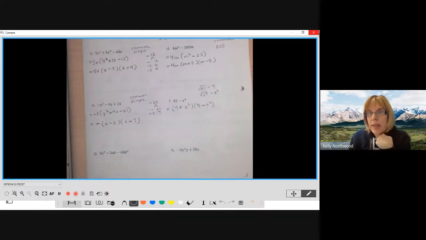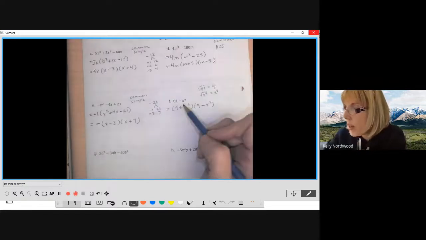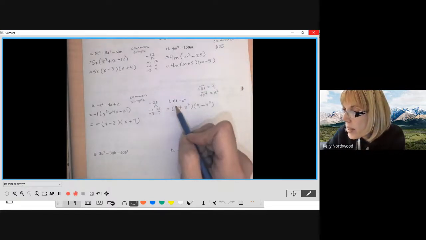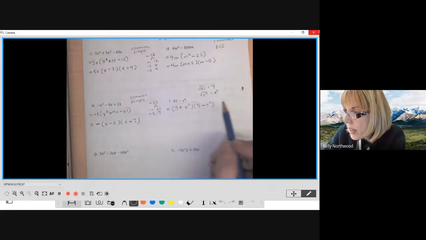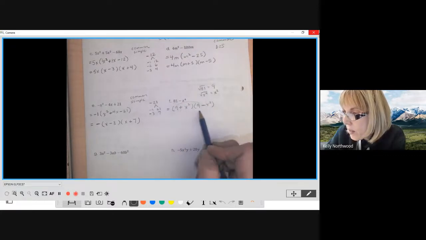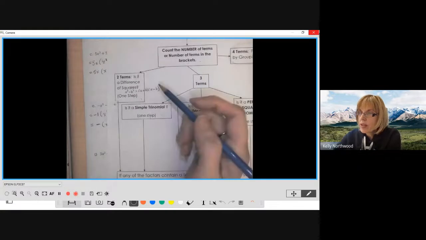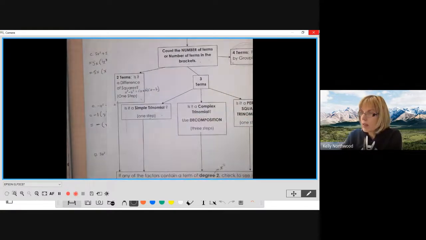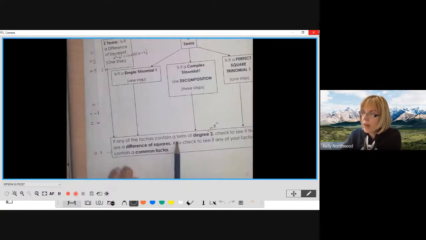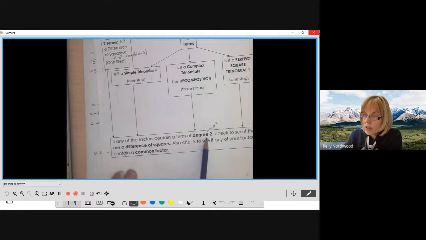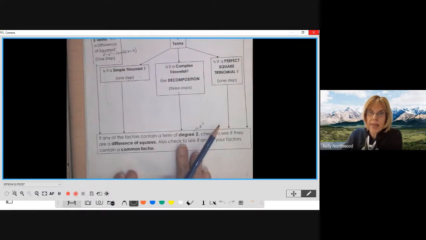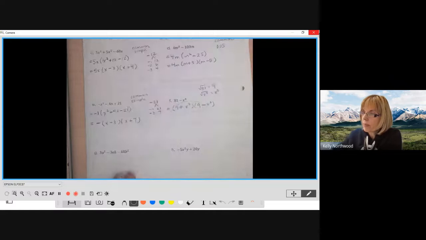Okay, it does matter the order, because if you were going to expand using FOIL, you can see the firsts give you the positive 81 and the lasts give you the negative x to the 4th. And if you did it the other way around, your signs would be opposite. But we're not done. So we go down to the bottom box here on our flow chart, and it says if any of the factors contain an x squared term, check to see if it's a difference of squares.